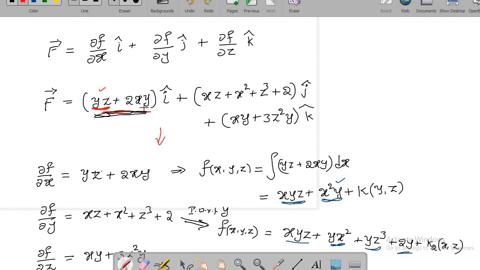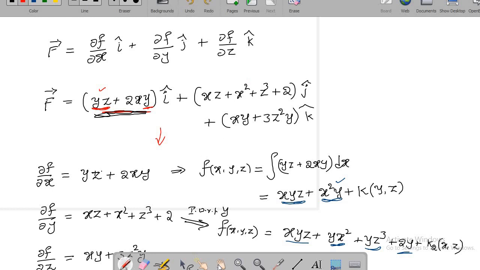Similarly, here there is 2xy. Since there is y here, the related term should be here. If you integrate this with respect to x, you get x²y. And when you differentiate it with respect to y, you'll get x². Yes, I have it here.